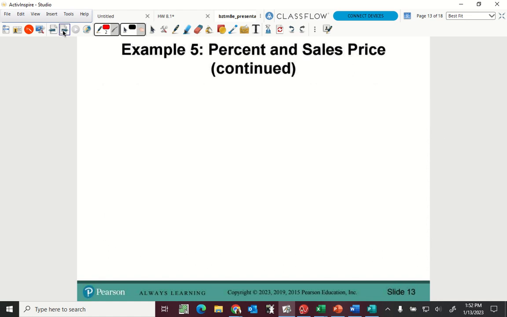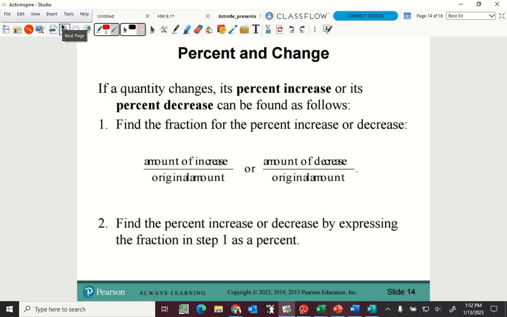Alrighty. So that leads us to this point right here. I'm going to pick this up on Tuesday.